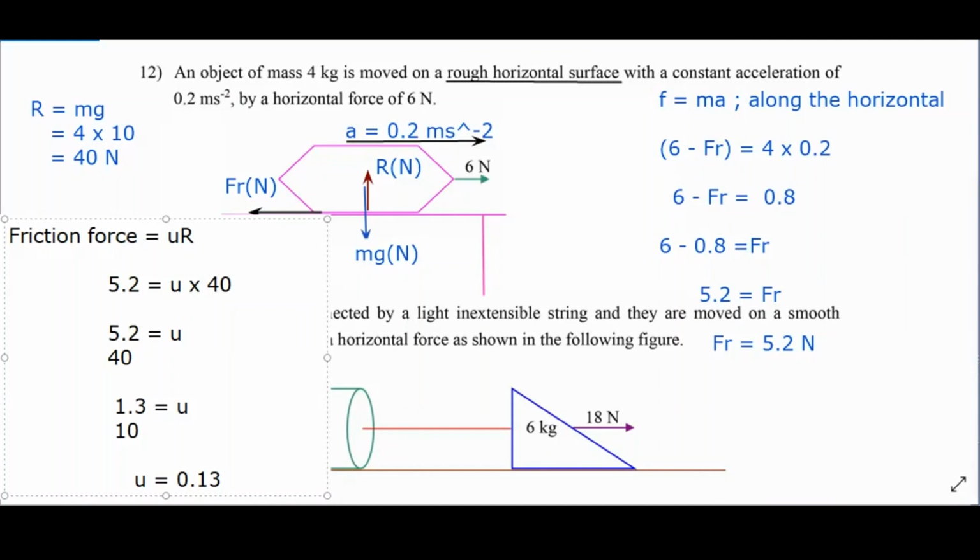An object of mass 4 kg is moved on a rough horizontal surface with a constant acceleration of 0.2 meter per second squared by a horizontal force of 6 Newton.